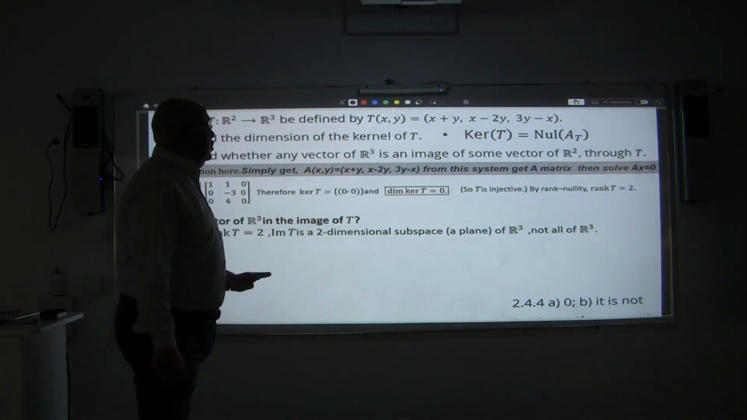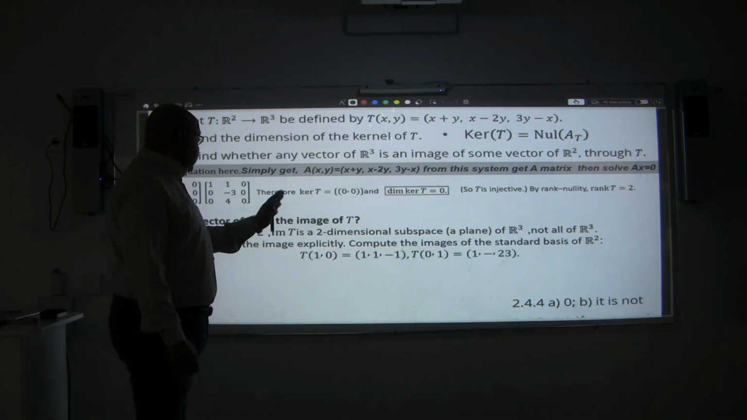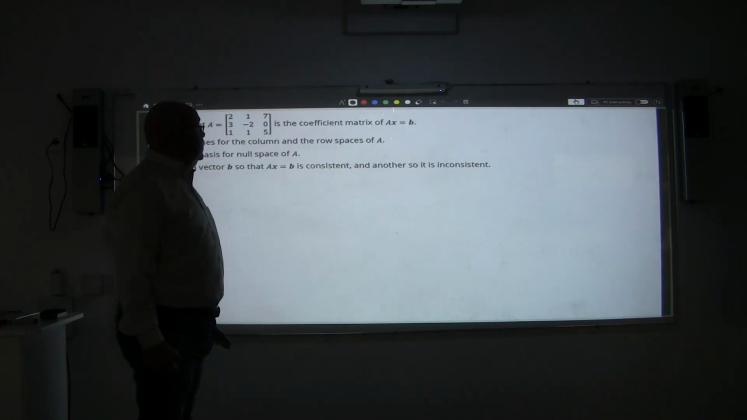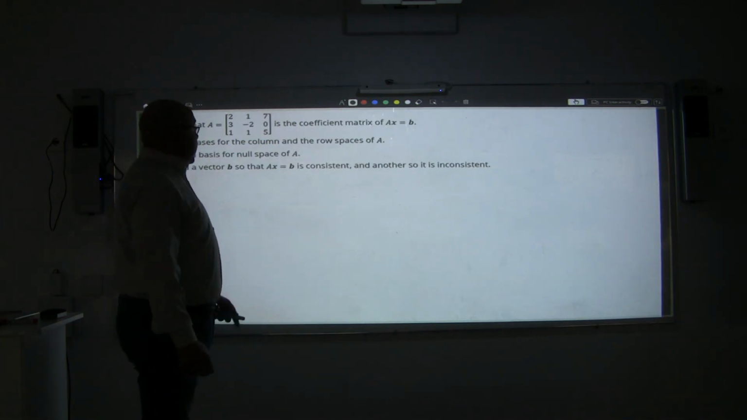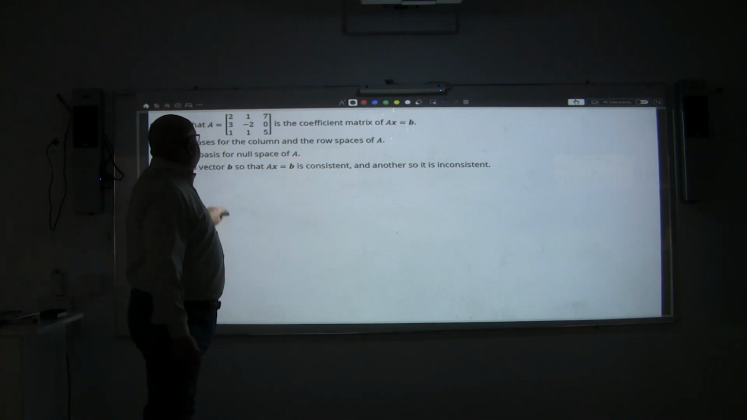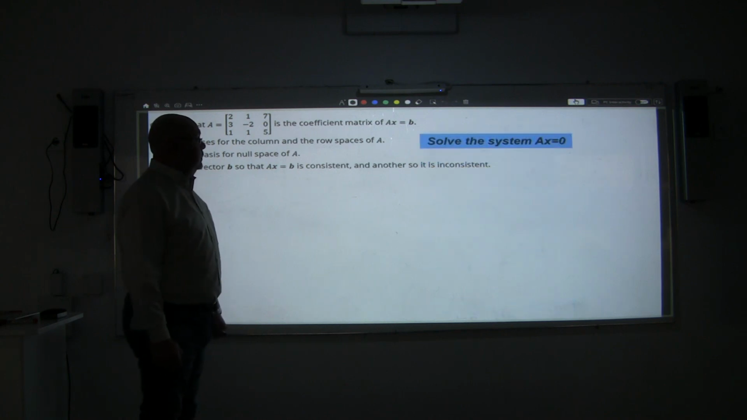This problem also is very good. As I told you, this is the standard R2, and here is an example of (1, 0) and (0, 1), and how they are represented over there. That's another problem. For solving a system of equations Ax equals b, find the basis of the column space, of the row space, find the null space basis, and also show that the system is consistent, and give examples.